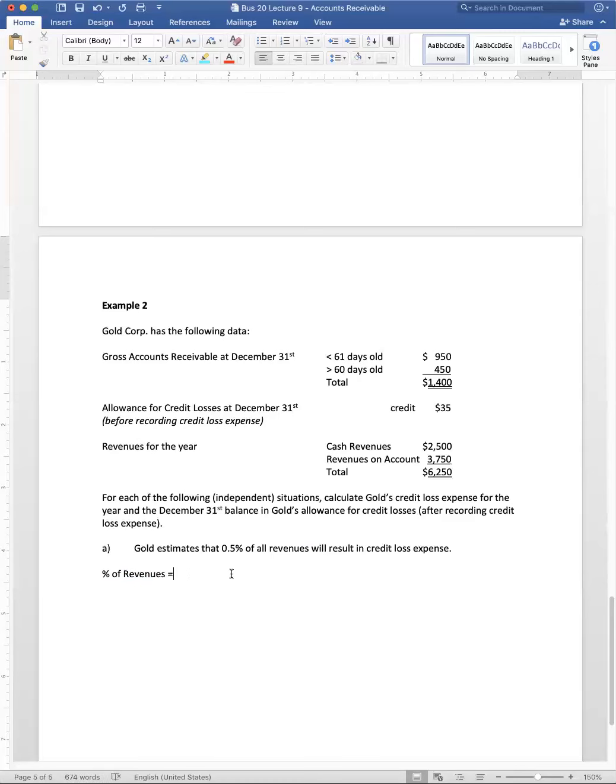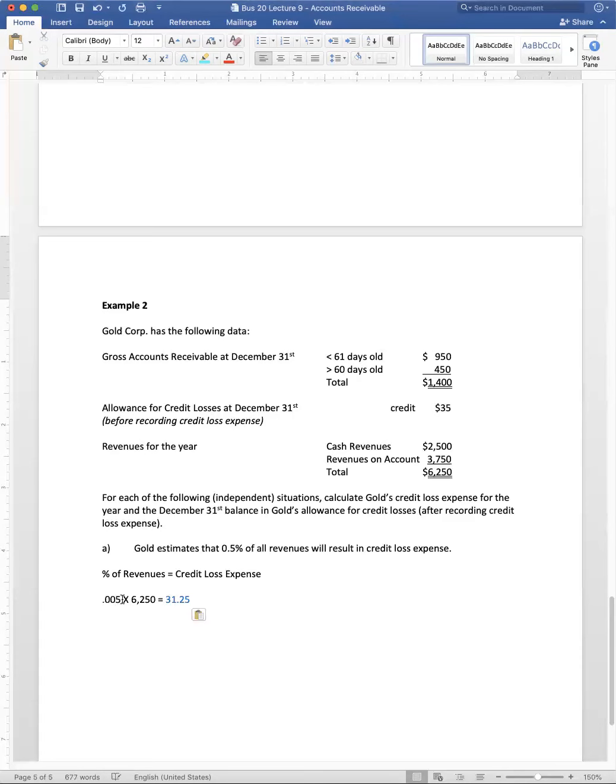So that means the thing we're calculating here is going to be something else on the income statement. So we're using revenues on the income statement to calculate something else on the income statement. Okay, so what's on the income statement besides revenues? Expenses. So we are calculating the credit loss expense. The way that we know that is because revenues and expenses go together on the income statement. So you know that you're calculating the expense.